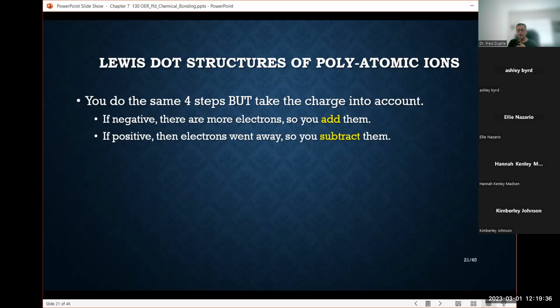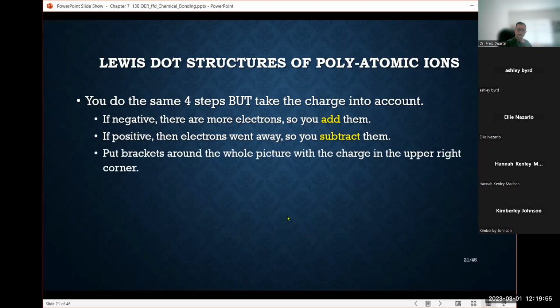Okay, we subtract. Now we're not actually subtracting electrons or anything like that. The electrons are there, except we have to account for the fact that now they're being tied up or they become lone pairs, which we did count if they were neutral species. So we're not, in essence, adding or subtracting. Once we come up with a structure, like you did for the neutral compounds, we put a bracket around the whole picture, and then our charge in the upper right corner.